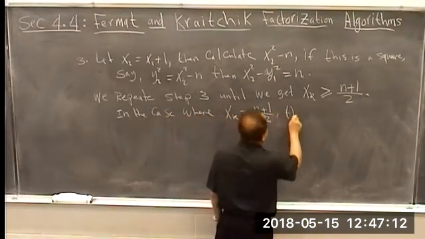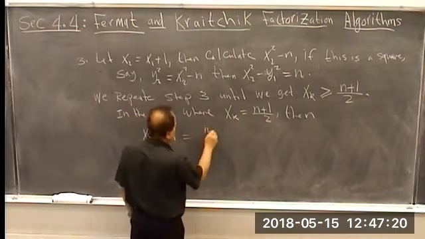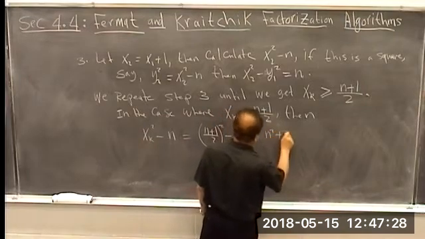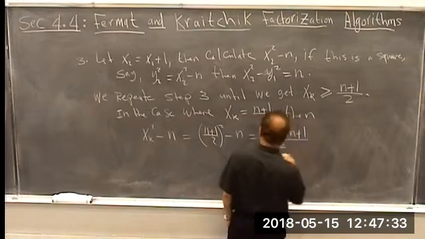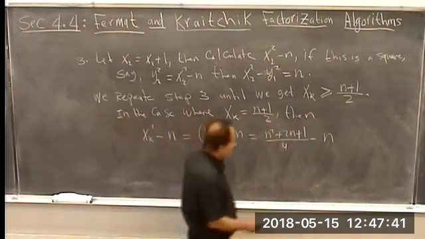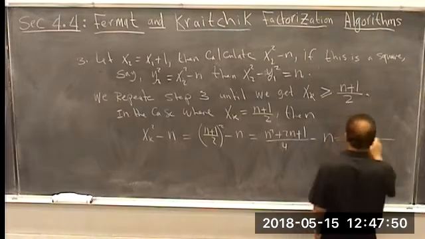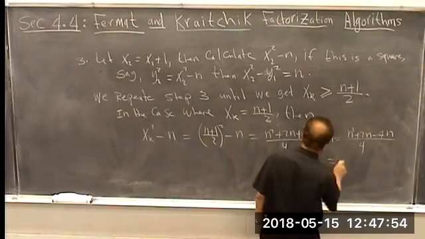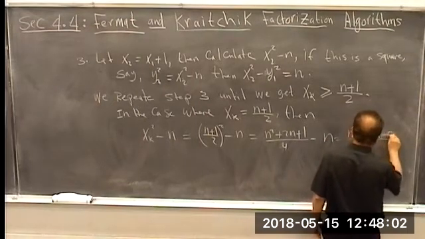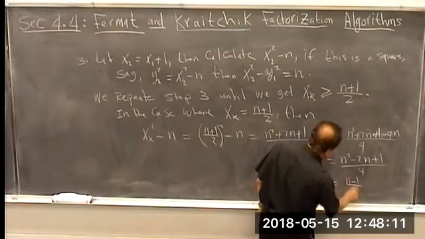Then x_k squared minus n is going to be ((n plus 1) over 2) squared minus n. Well, let's calculate that. This becomes (n squared plus 2n plus 1) over 4 minus n. And this becomes (n squared plus 2n plus 1 minus 4n) over 4. So this becomes (n squared minus 2n plus 1) over 4, and this is equal to ((n minus 1) over 2) squared.